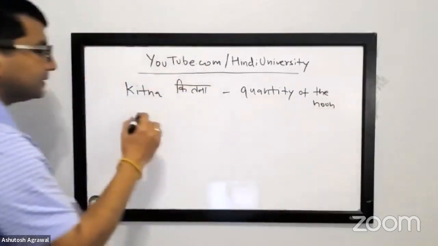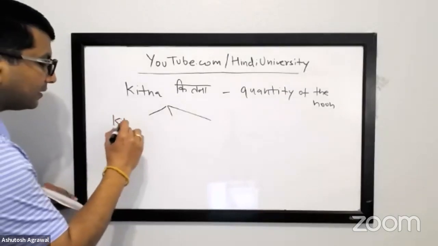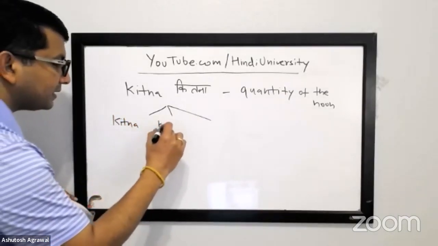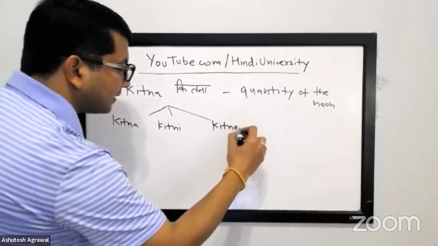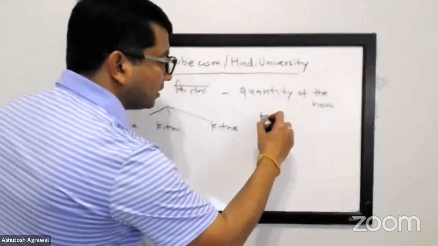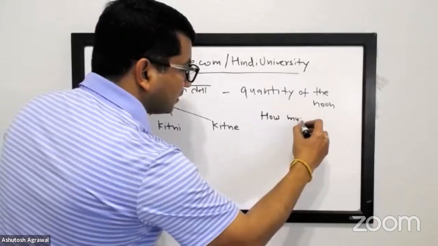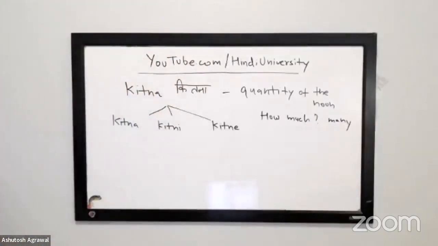And just like kaisa, kitna is also basically kitna, kitni, and kitne. And the simple thing is how much or many. Okay.